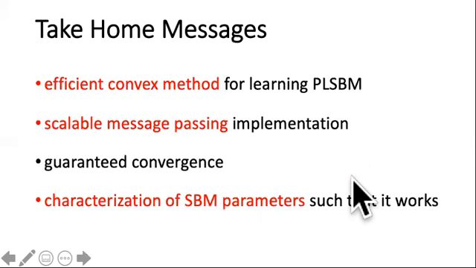Okay, so to wrap up, we have formulated learning of partially labeled stochastic block models as a convex optimization problem, which we solve using an efficient primal dual method for convex optimization. This method is highly scalable, as it can be implemented as message passing. It's guaranteed to converge, and it's robust against errors introduced in the iterations. And our main theoretical result is a precise characterization of the parameters of the stochastic block model such that total variation minimization correctly recovers the cluster structure.